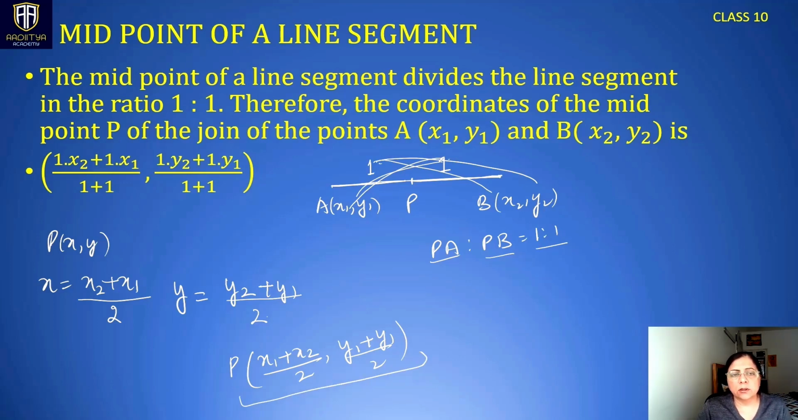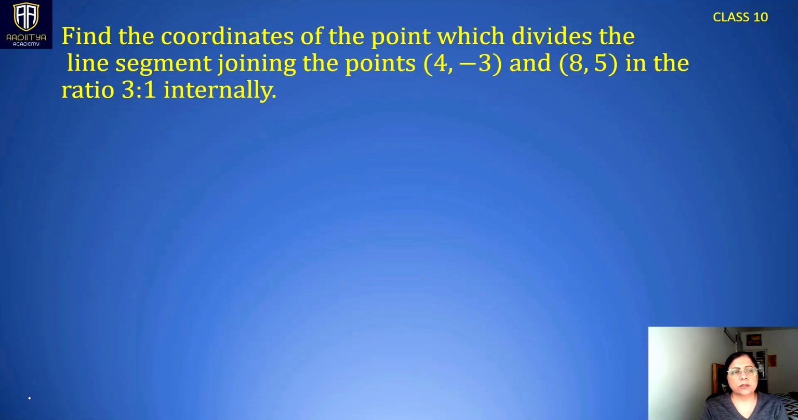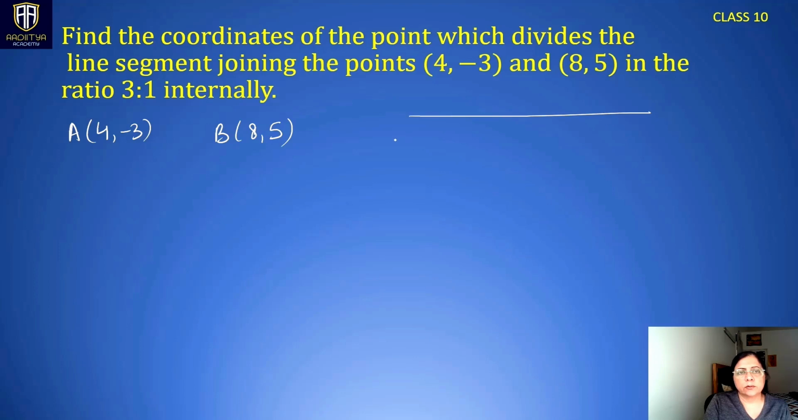This is the shortest way of finding the midpoint of a line segment. Simply take the sum of both the coordinates and half it. Right? So let us do some questions here. Find the coordinates of the point which divides the line segment joining the points A, which is 4 comma minus 3, and B, which is 8 comma 5. So I am trying to locate this. This is 4 comma minus 3. B represents 8 comma 5.